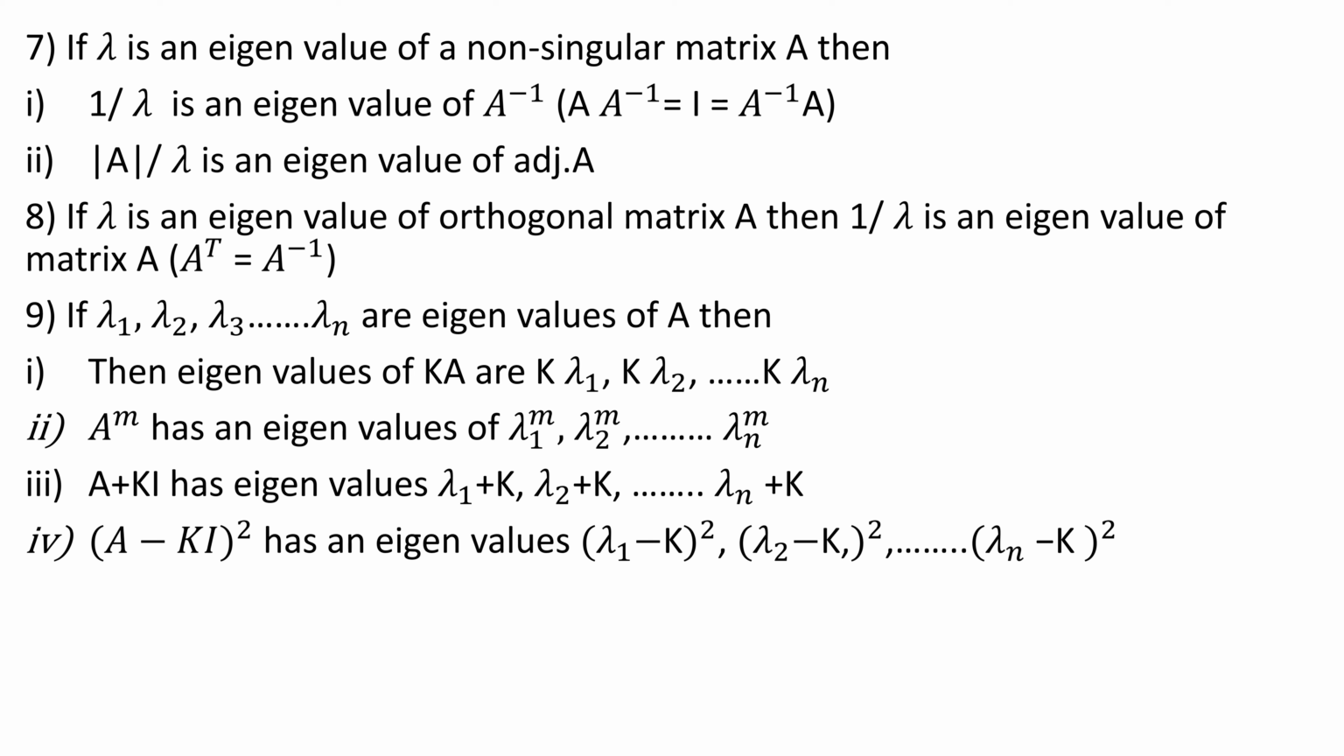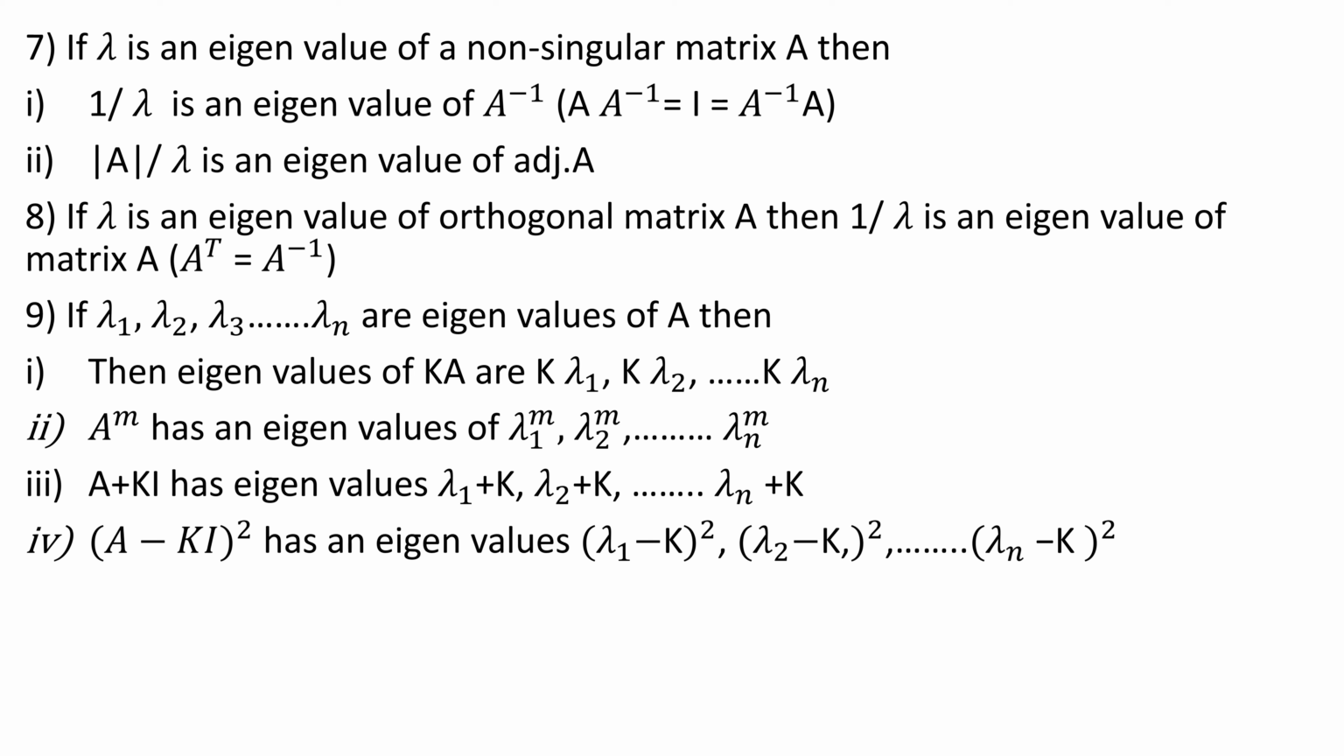And last point is, if lambda 1, lambda 2, lambda 3 and so on, lambda n are eigenvalues of A, then there are 4 points. First one is, the eigenvalues of kA, that is multiplication factor k into A, are nothing but directly k into lambda 1, k into lambda 2, and so on, like k into lambda n. That is, you have to multiply that factor with the eigenvalues.